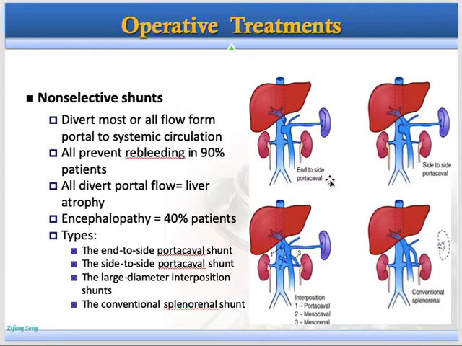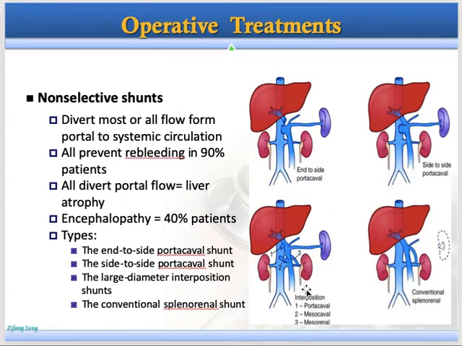The main point is that you have to create the shunt. You have to divert the portal blood to the systemic circulation, right? This is one of the things. You can see over here, end to side portocaval. See, they are shunting the blood. Okay. Side to side portocaval shunting.